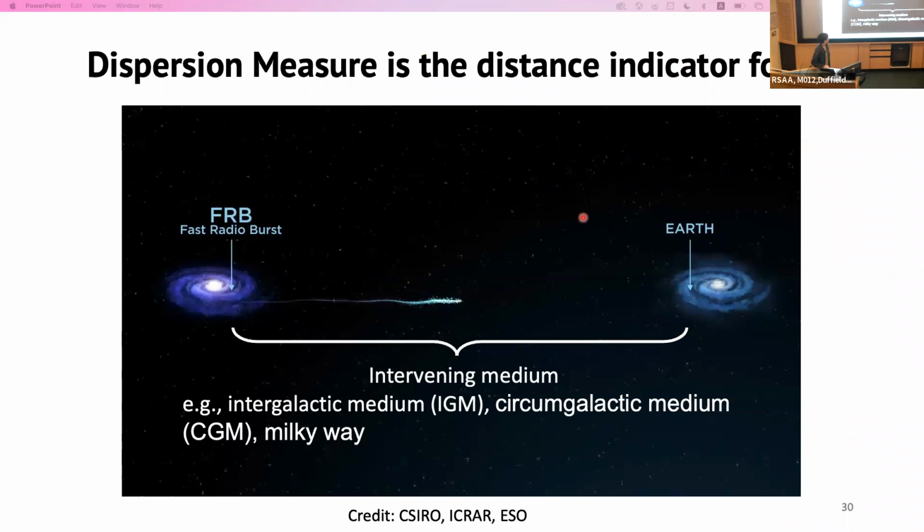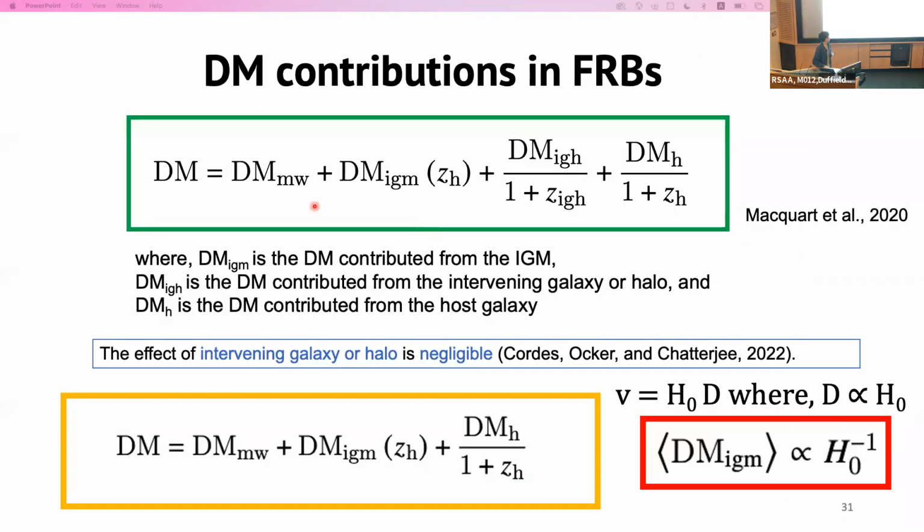So first, I need to tell you what dispersion measure is. So before an FRB reaches the Earth, actually they are strongly affected by intervening medium like the IGM or CGM or even the Milky Way. This may sound like a bad thing because it is affecting them, but actually it provides us very useful information, which is dispersion measure. By using this dispersion measure, this is actually the D in that equation of Hubble's law. So we can use dispersion measure like a distance indicator for fast radio bursts. So how to do it?